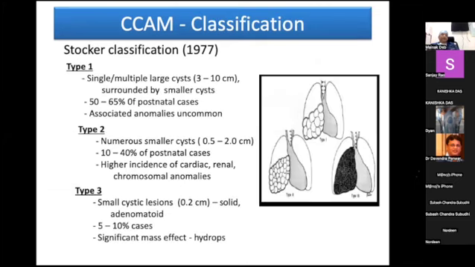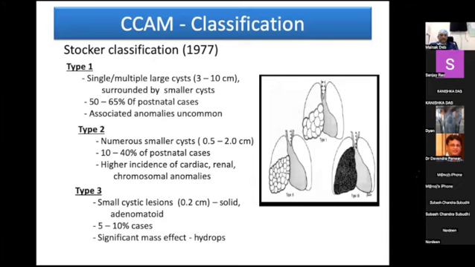There have been attempts at classifying these lesions, which started with Stocker in 1977. Most of these classifications have attempted a pathological classification of CPAMs. Stocker's classification is still quite widely used. It is a pathological classification. It does not help with stratification of patients for treatment. But for completion's sake and for postgraduate sake, it's worthwhile knowing what Stocker's classification is.